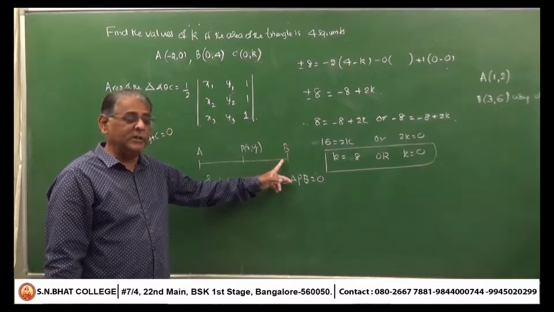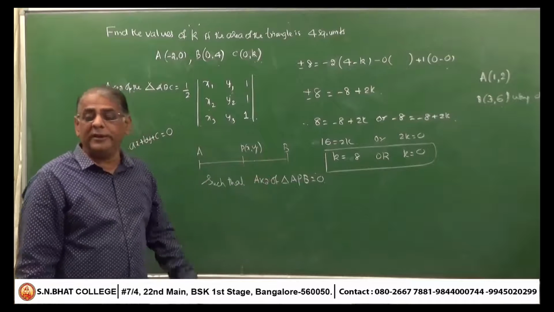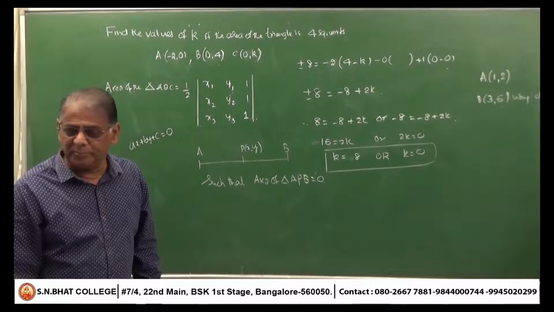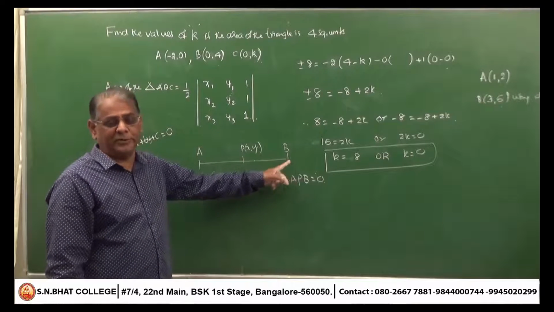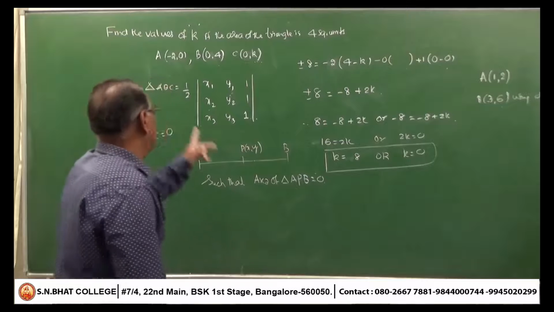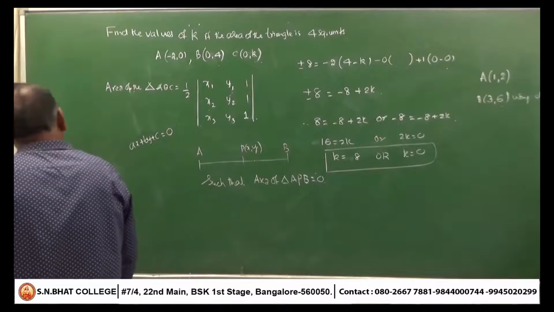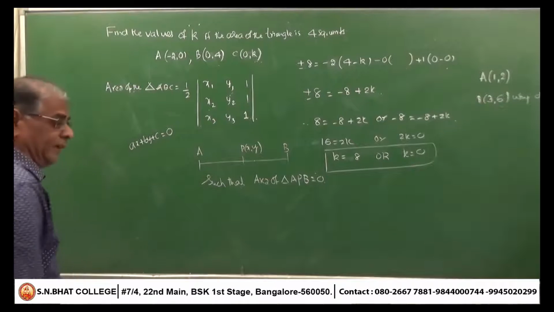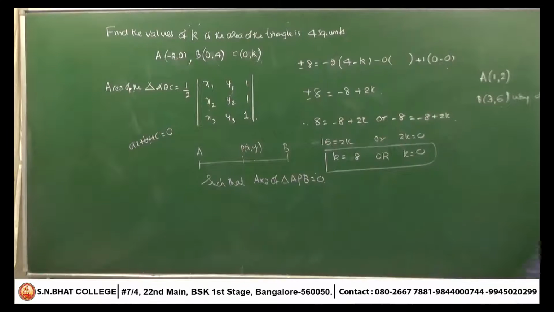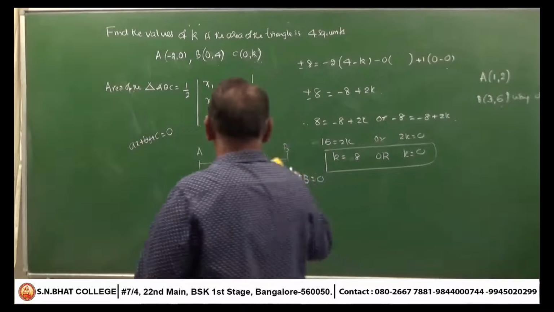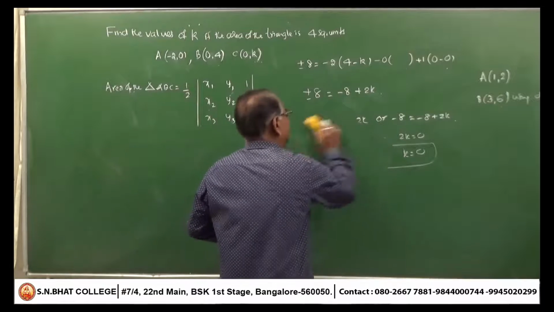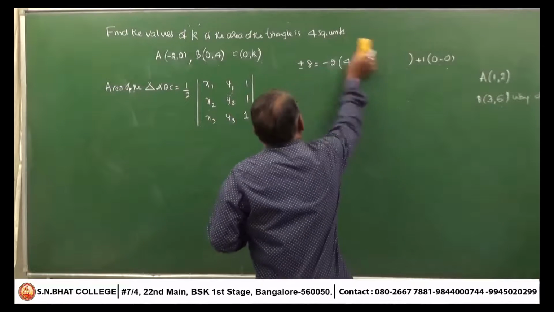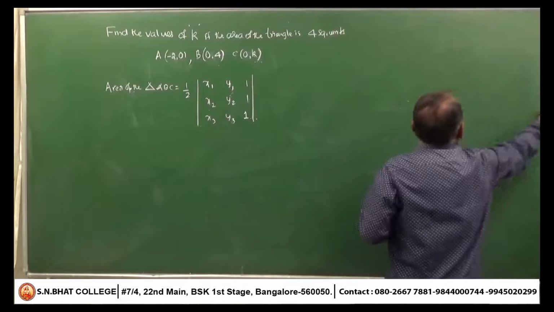If the area of the triangle is 0, then the 3 points are collinear. 3 points are collinear means they form a straight line. These 3 points lie on the same line, which means it becomes an equation. Therefore, first you write the area of the triangle ABC is equal to half into the determinant of x1 y1 1, x2 y2 1, x3 y3 1.